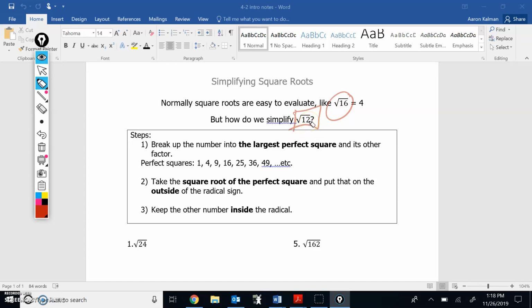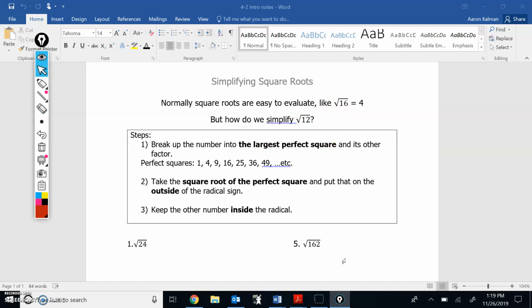The way we do this is we're going to break up that number into the largest perfect square and another factor. So for example, the perfect squares are 1, 4, 9, 16, 25, 36, 49, etc. Then we're going to take the square root of that perfect square, put it on the outside, and keep the other factor on the inside.